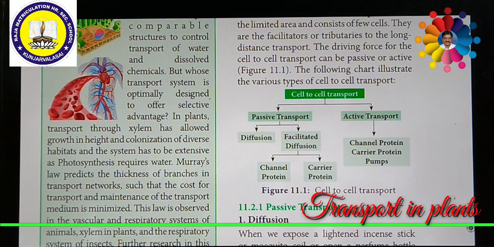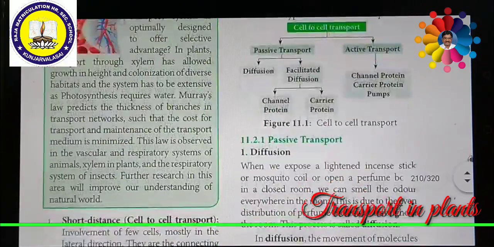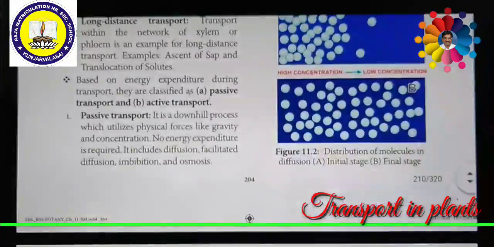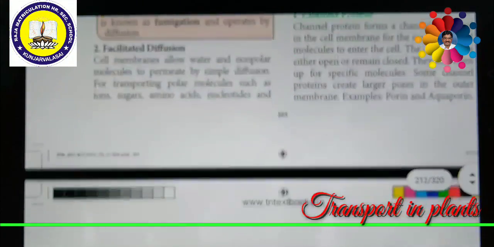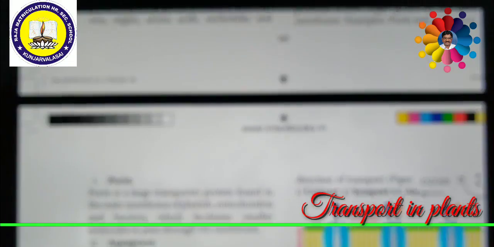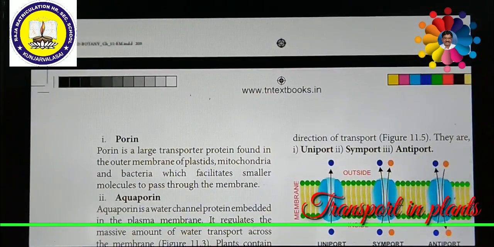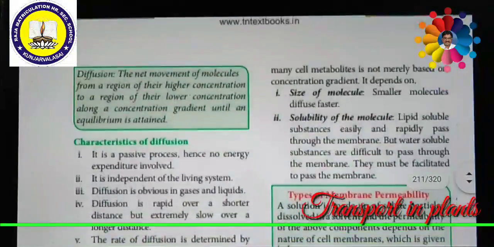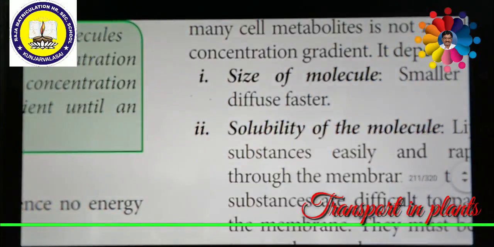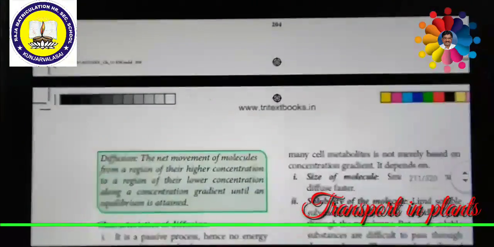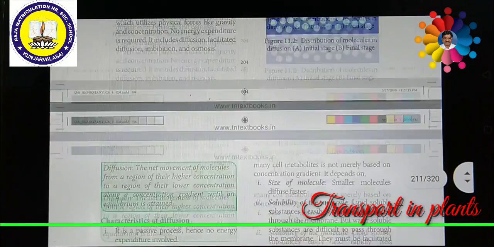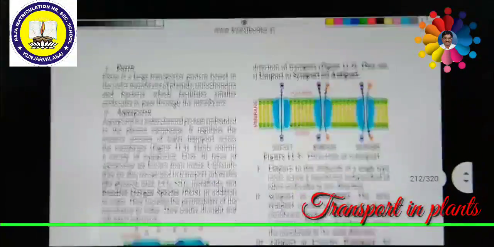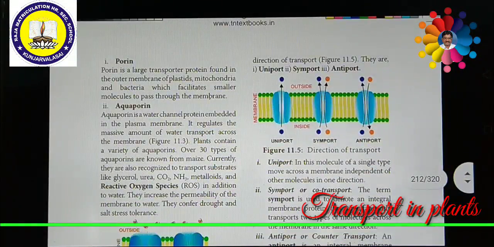For example, I shall show you the diagram. The picture will help to understand how this transport takes place. Either the channel protein or carrier protein will help us to transport. It is not available here, but I shall tell you that the channel protein is nothing but something that can move the material from here. It is available.